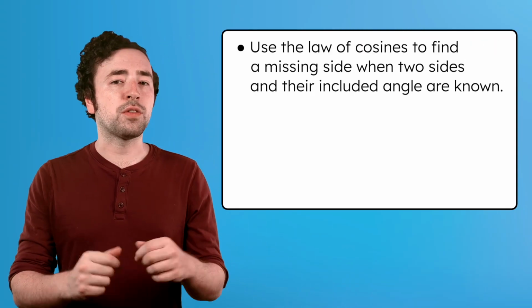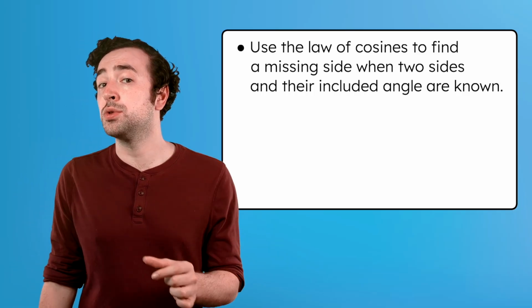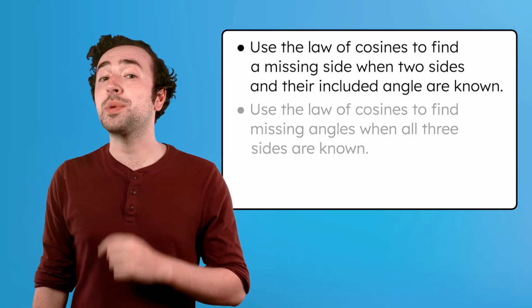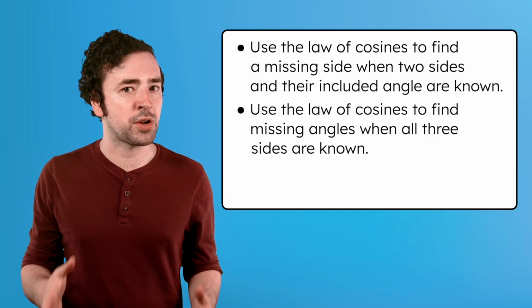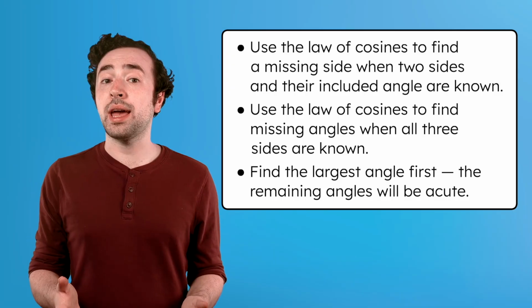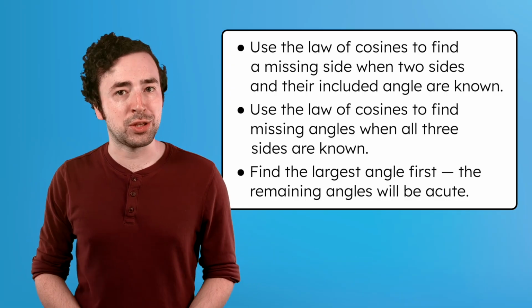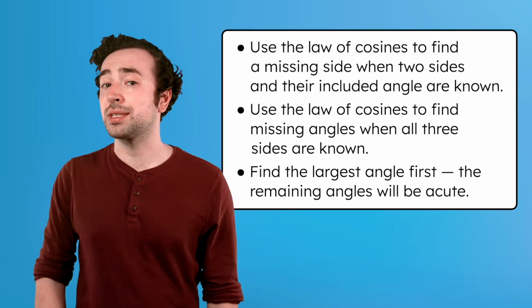Today, we learned how to use the law of cosines in both directions. The law of cosines can be used to find a missing side when two sides and their included angle are known. It can also be used to find missing angles when all three sides of a triangle are known. And when the largest angle is found first, the remaining angles are guaranteed to be acute. Keep those ideas in mind as you head into the rest of your practice for this lesson.